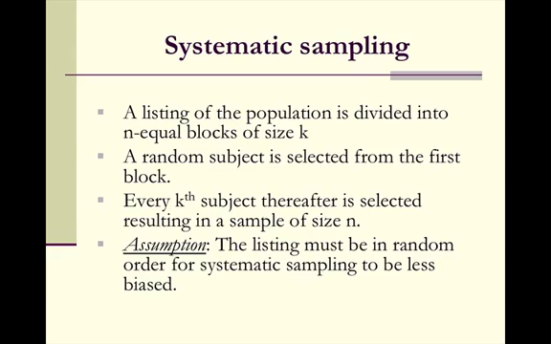So the phone book, while it's a decent way to go, isn't in random order. But if you could scramble up the phone book, it would be a perfect way for you to do systematic sampling.